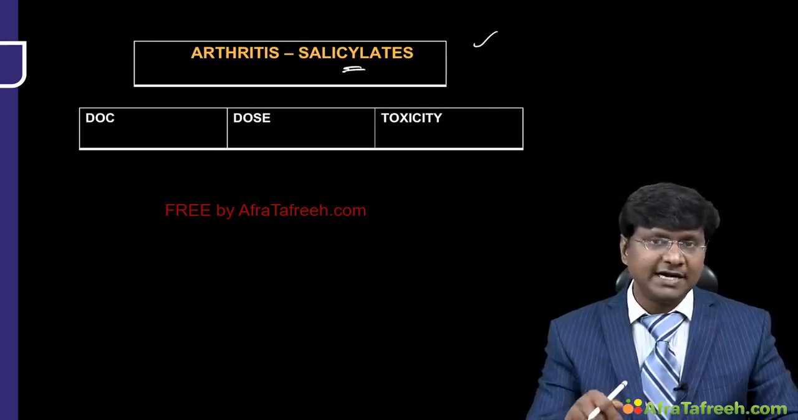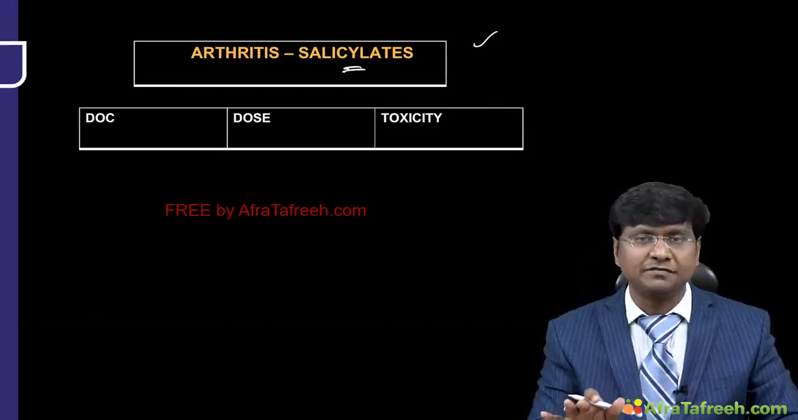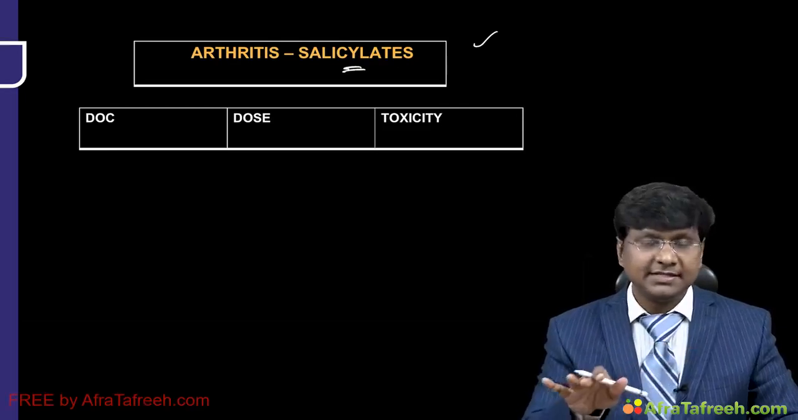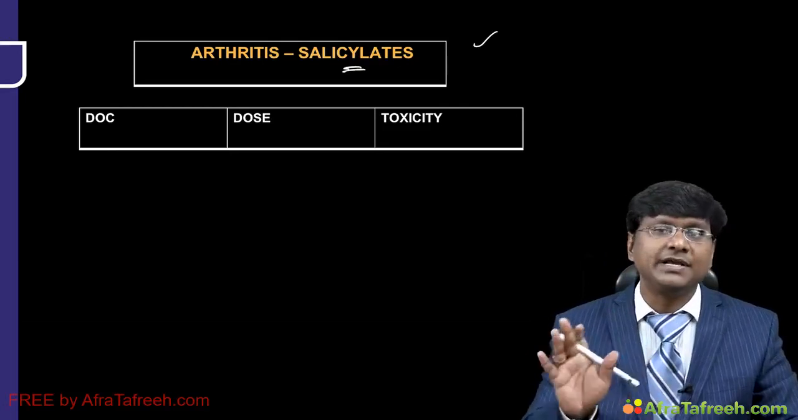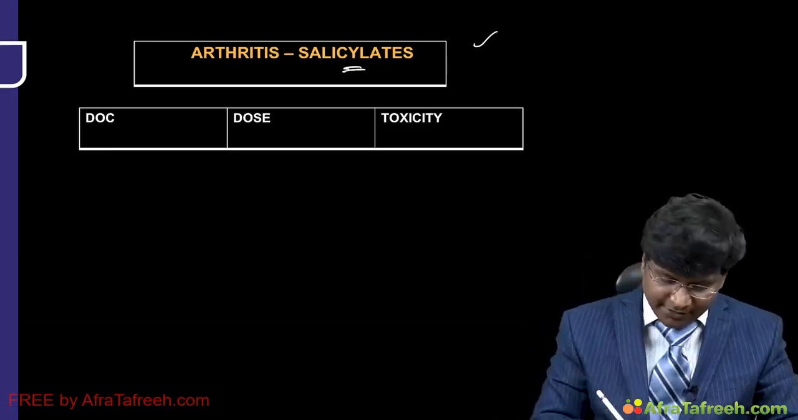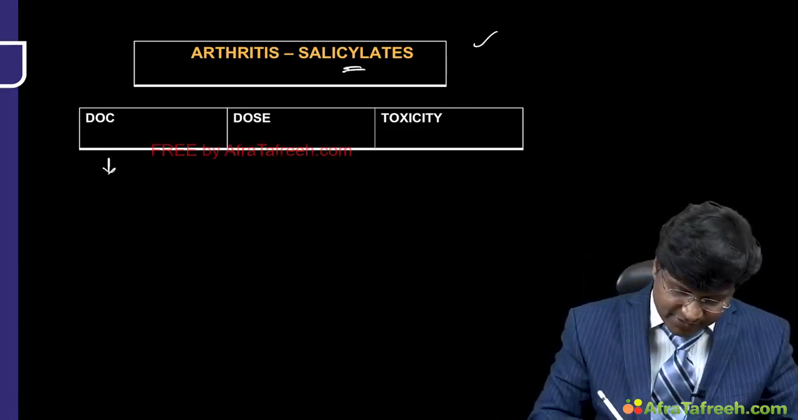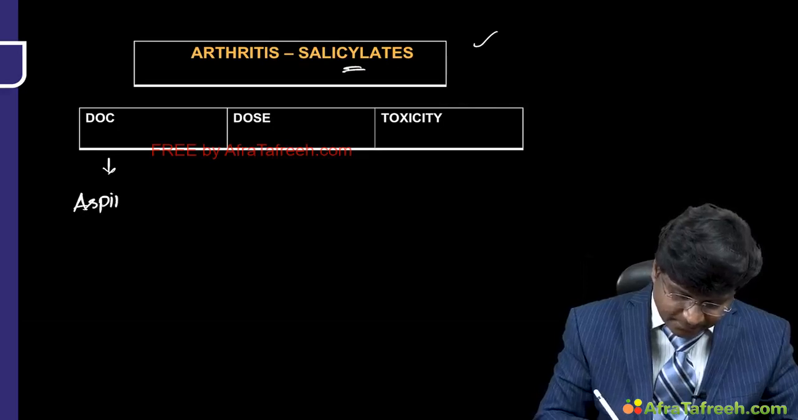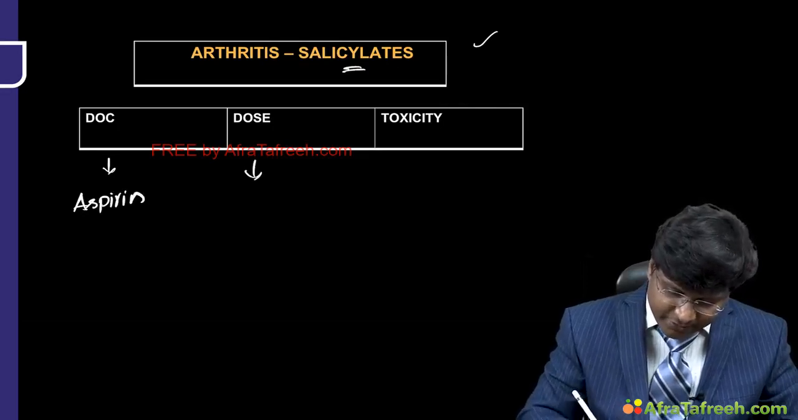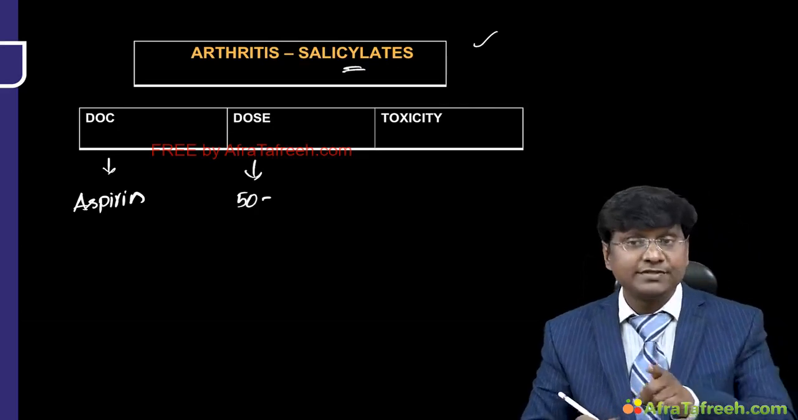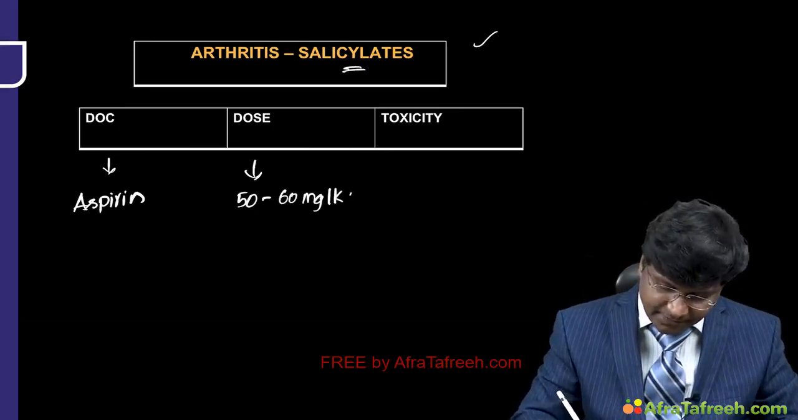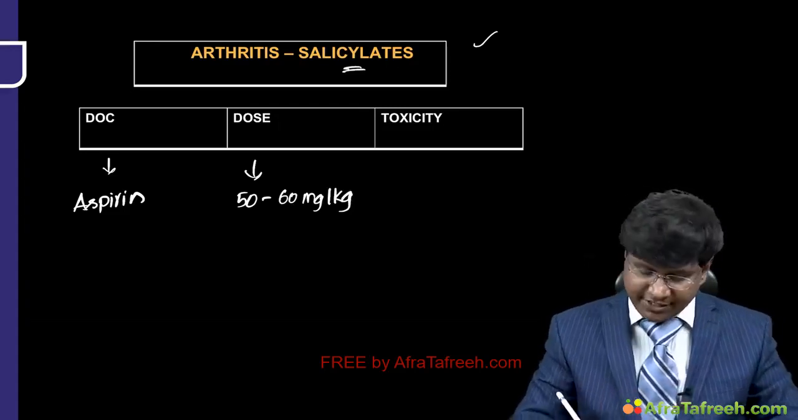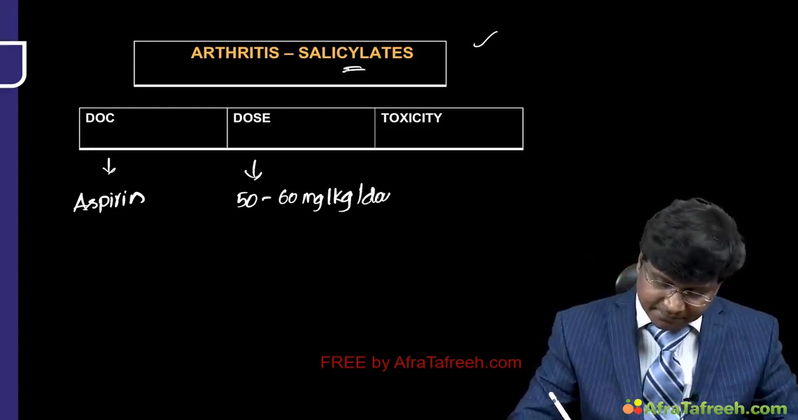If there is development of carditis, aspirin doesn't have much value. Even for chorea, aspirin has no much value. If it is only for arthritis, we give salicylates. And the drug of choice will be aspirin. The dosage is around 50 to 60 milligrams per kg per day, right?